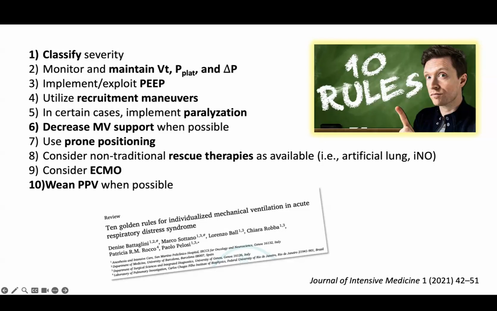Implement and exploit PEEP. Use it for recruiting, but use it as needed. Utilize recruitment maneuvers. And in certain cases, pharmacologic paralysis may be beneficial. We're not saying to paralyze every patient. That's the 1980s that we did that, right? Decrease mechanical ventilatory support when possible. We're, again, trying to take a patient, conservatively ventilate as much as possible, remove them from that deteriorative stimulus when possible. So whatever caused them to need mechanical ventilation to start, they should be removed as soon as possible once that underlying issue resolves. Prone positioning is mentioned, and then some of those non-traditional rescue therapies. ECMO is always a possibility unless you don't have that option, and then the patient ends up transferred, right? And then wean, wean, wean.